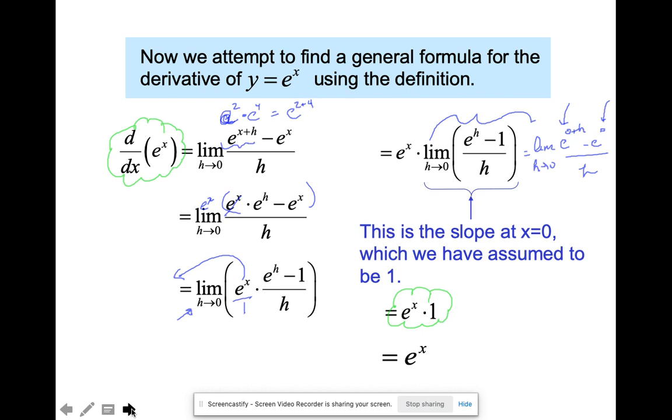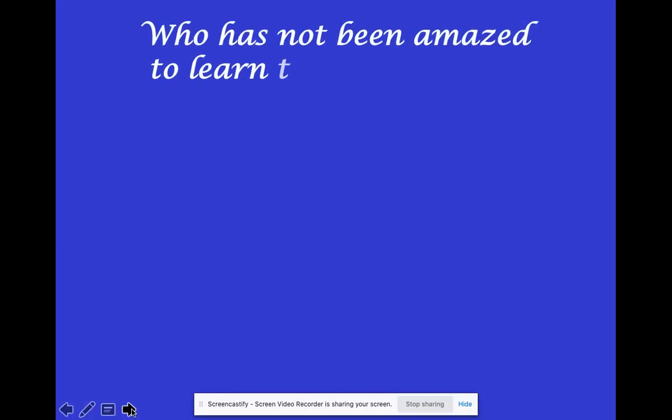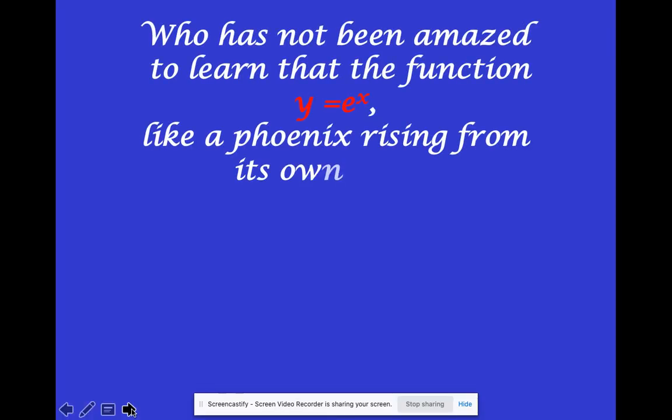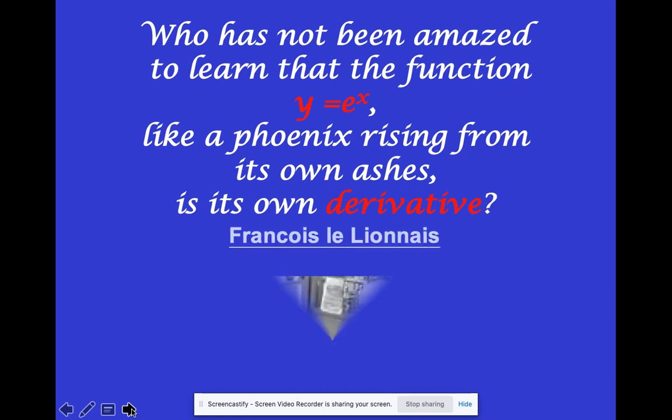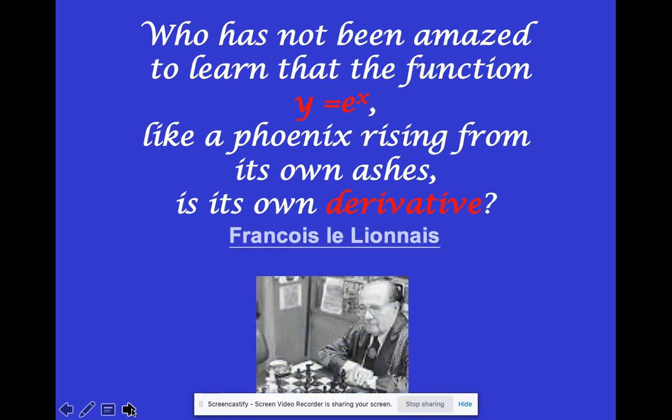What? This is craziness. Who has not been amazed to learn that the function y equals e to the x, like a phoenix rising from its own ashes, is its own derivative? Oh my Lanta. The slopes on e to the x are described by e to the x. I mean, that's crazy.